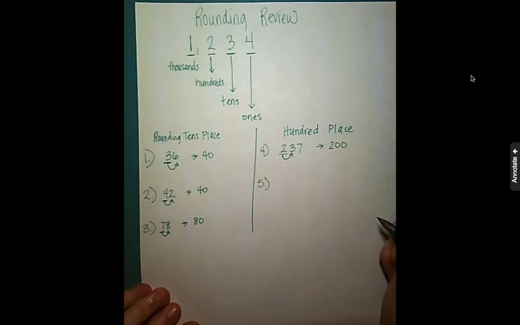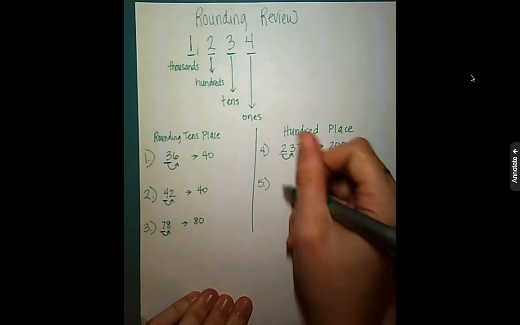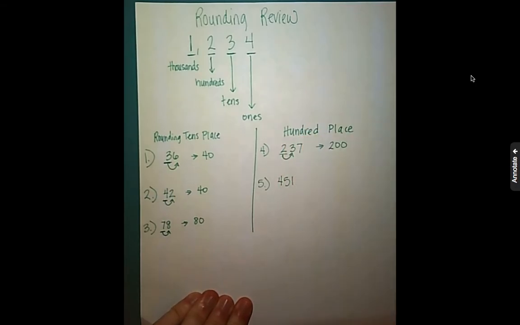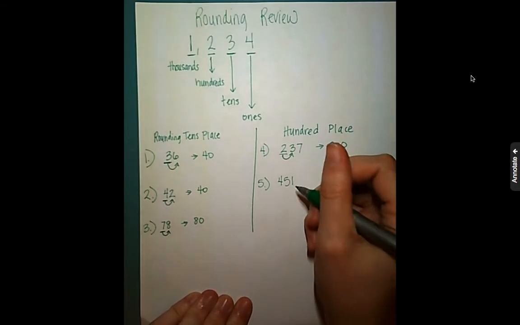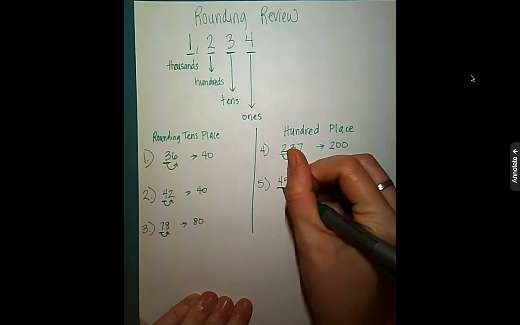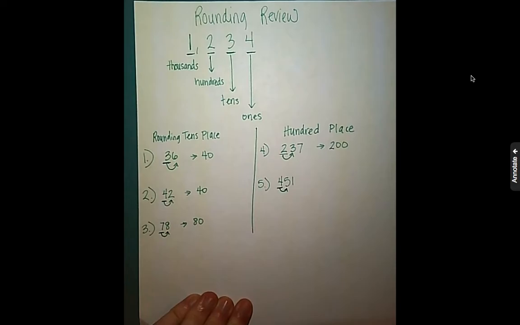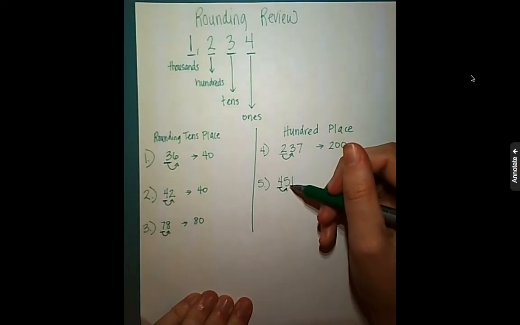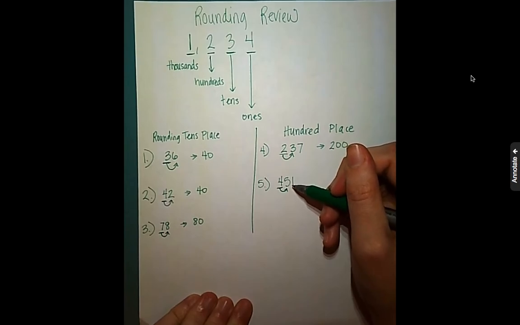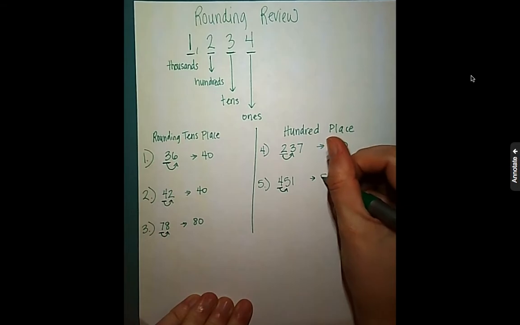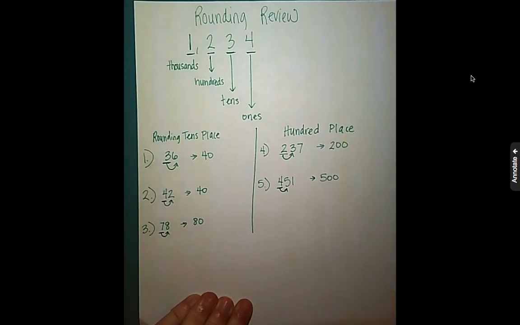Here's another example, 5. If I'm still rounding to the hundreds place, my hundreds is the 4, and I'm going to look to the right. Is 5 equal to 5 or more than 5? Yes, it is. So when you round in the hundreds place, it's going to be 500.